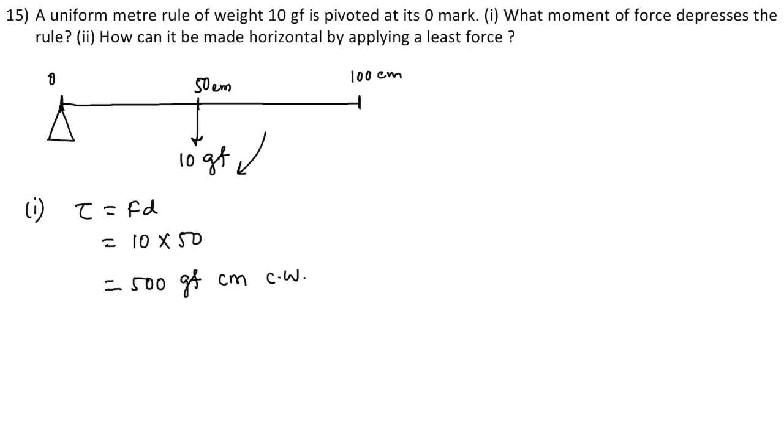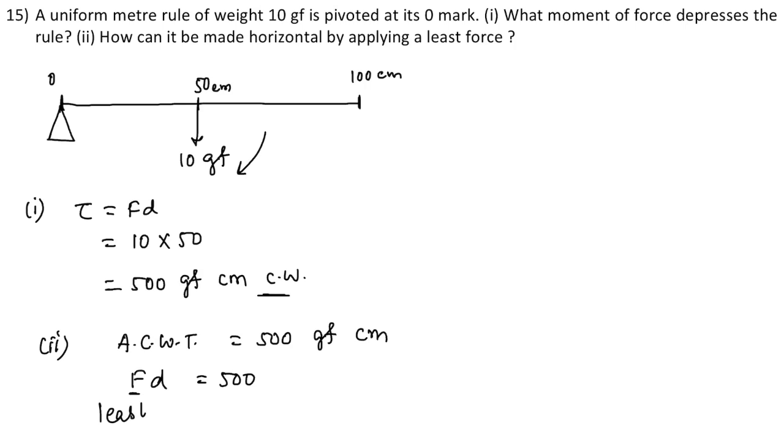See here, the 10 gram force weight of the meter rule generates a clockwise moment. So now we must find the least force which generates the same amount of torque but in the anti-clockwise direction. So let us first find the distance at which it must be suspended. So anti-clockwise torque is equal to 500 gram force centimeter, that is F into d is equal to 500.